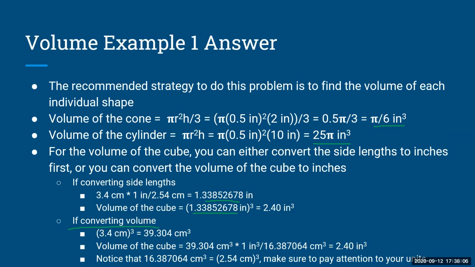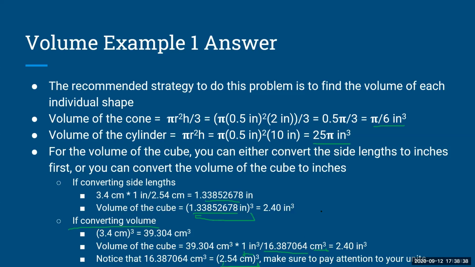So for the cube, you can either convert the side lengths and then cube the side length that you get, or you can find the volume of the cube in centimeters and then convert it. Now notice that I divide by 16.387, not by 2.54, because it's centimeters cubed. So you gotta pay attention to your units. So it's 2.54 cubed.